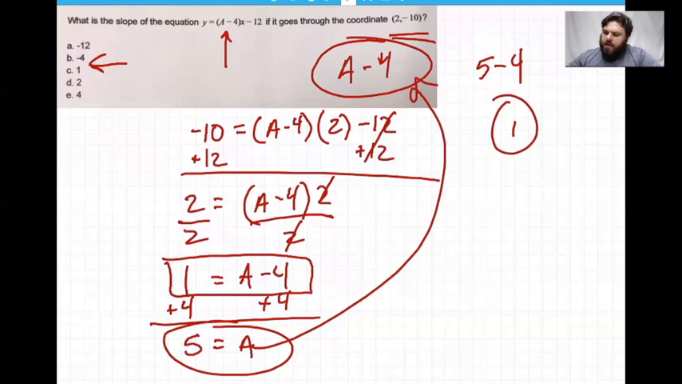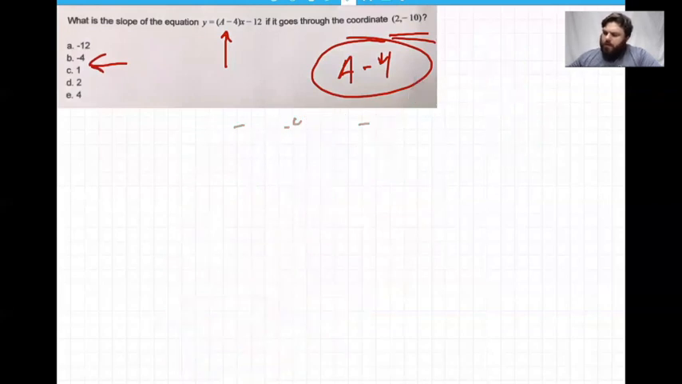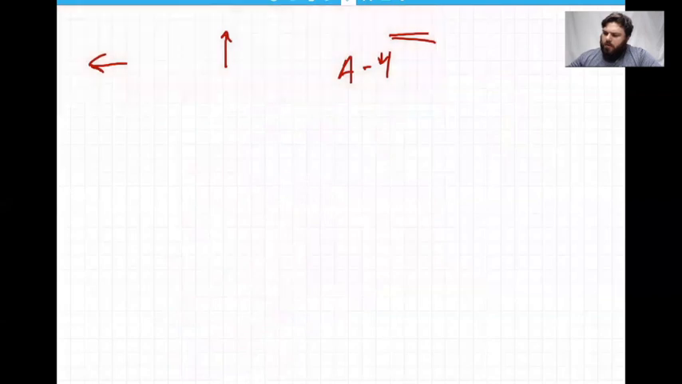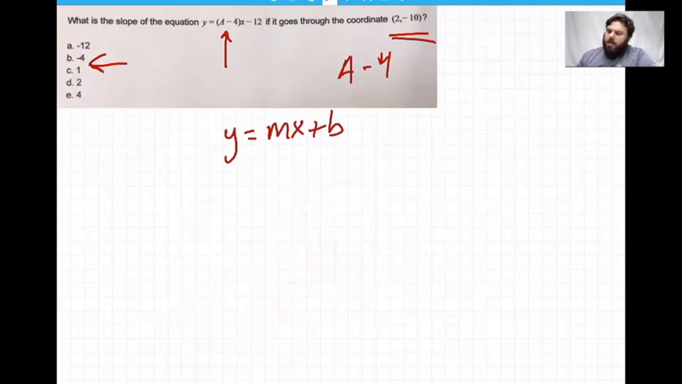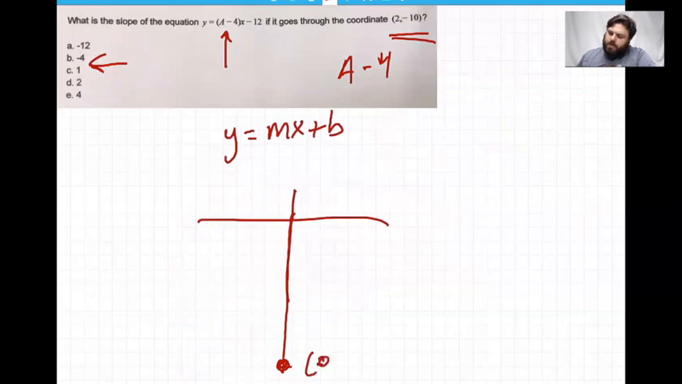Now there is another way to work this problem. Basically one thing I can do here is extract some information, right? You see how it's in y equals mx plus b form? What is the y-intercept of this equation right here? The y-intercept is negative 12. So the y-intercept is down here at negative 12. So 0, negative 12. I also know a second coordinate, 2, negative 10.